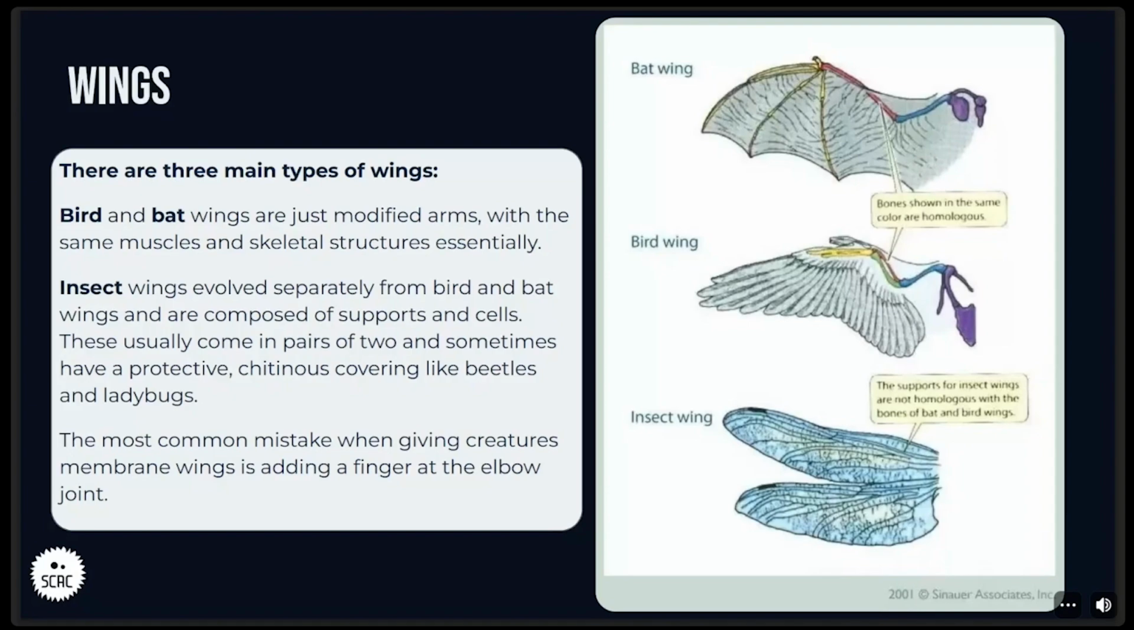Alright, pet peeve. The most common mistake with wings is putting a finger at the elbow joint for dragons. It has made it into countless feature film media. It's everywhere. And I get why, it's an extra support, so to speak, but it's not one that is needed or makes sense. If you're looking for a way to give extra support to wings, there are much more interesting ways you can come up with than just reiterating the same incorrect anatomy over and over again.